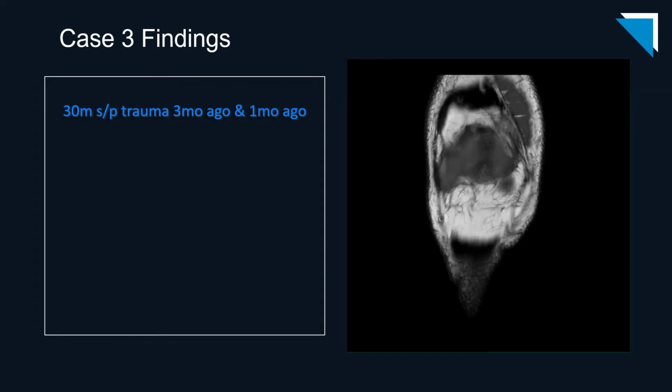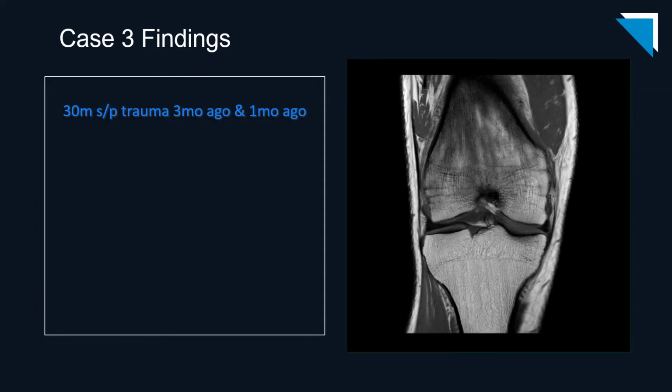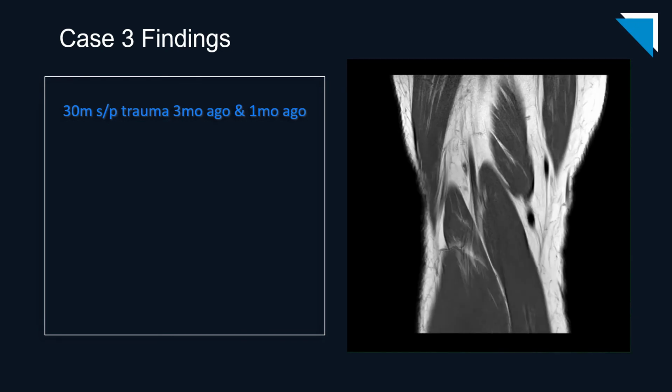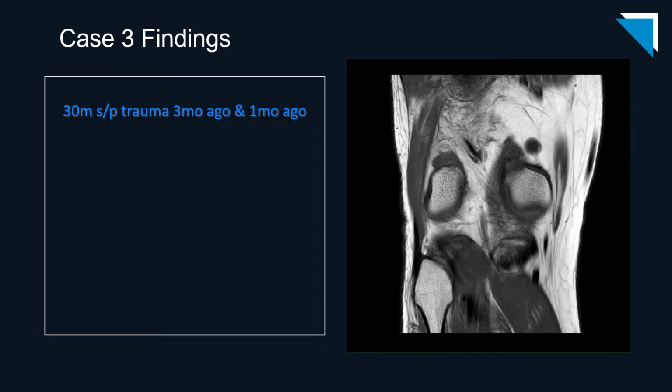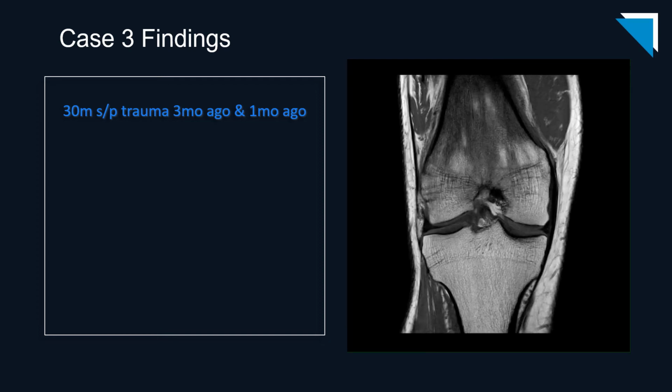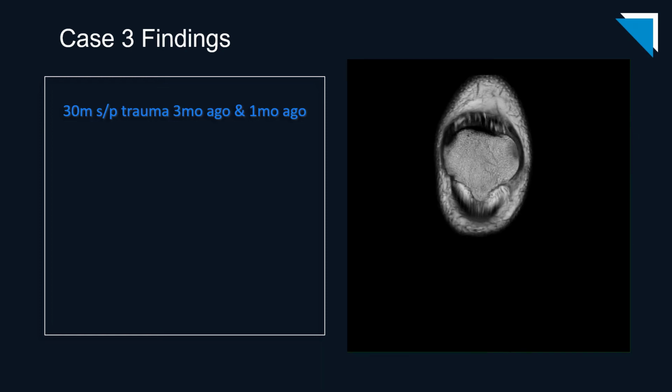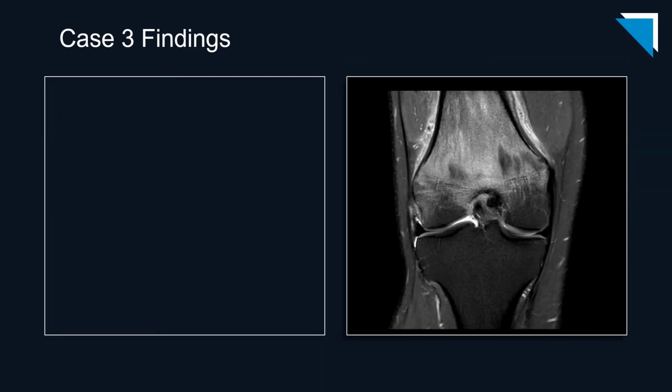Here are the coronal T1 weighted images. Again, lots of angry looking marrow signal. No mass though. Let's review our findings. As we said, lots of pronounced bone marrow edema. Periosteal edema and soft tissue swelling.